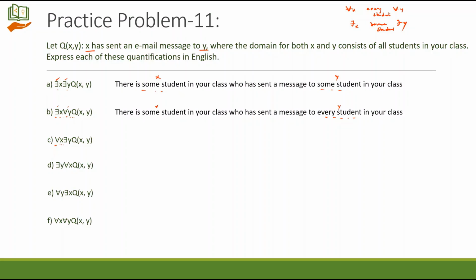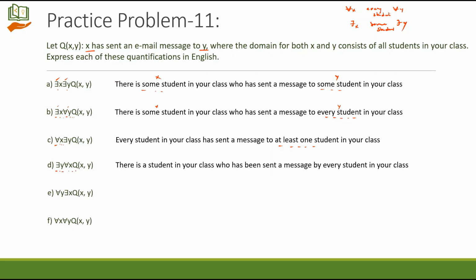Every student has sent a message to some student is what we can infer from here. Every student in your class has sent a message to at least one student in your class. Why do we take it to be at least? We cannot just say they sent it to some student, so they are making it a little bit more meaningful. Even if you want to substitute some student, it is not a big mistake. I am just trying to give it to you in a more formal way. Now let's get into D. There is a student in your class who has been sent a message by every student in your class.